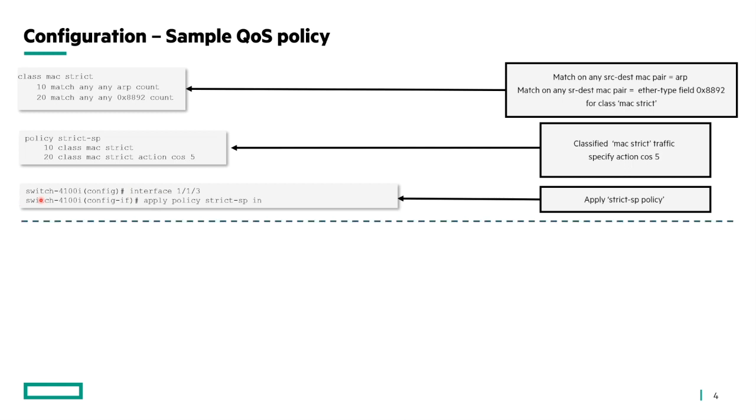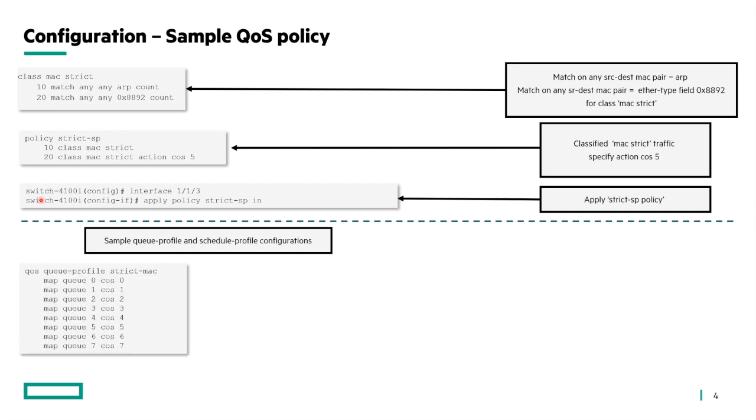Now, not forgetting, we do have to look at the queue profiles and the schedule profiles, and they obviously go hand in hand. So if you're not using the factory defaults, this is an example that I put together. It's not a recommendation, it's just one of the options you can use. So on the queue profile, I've made a queue profile called strict-Mac, and you can see that there's 8 queues using COS values from 0 to 7.